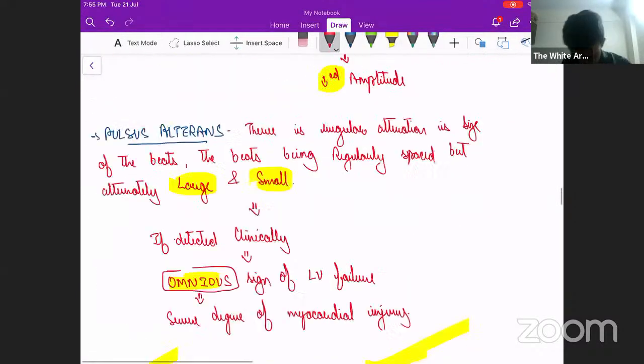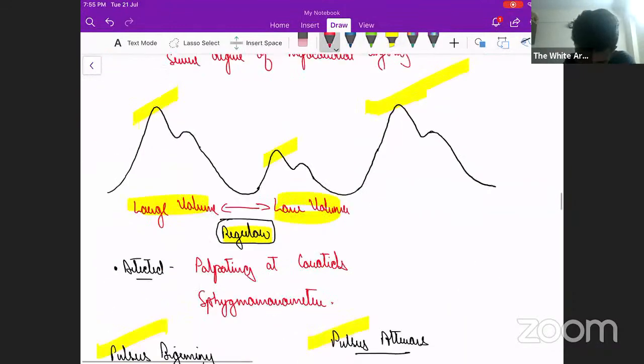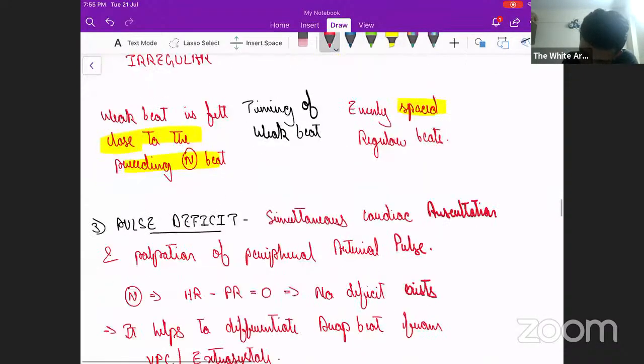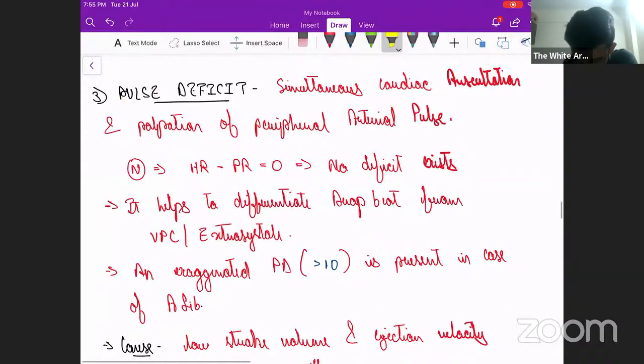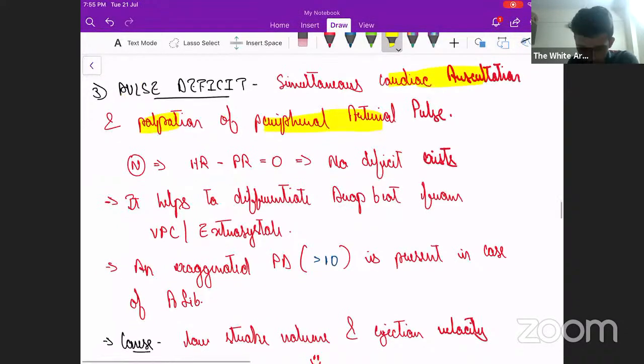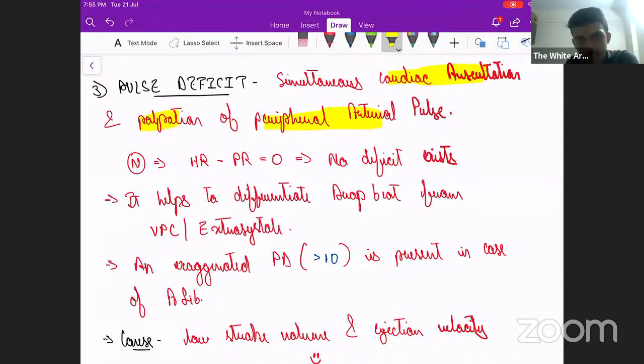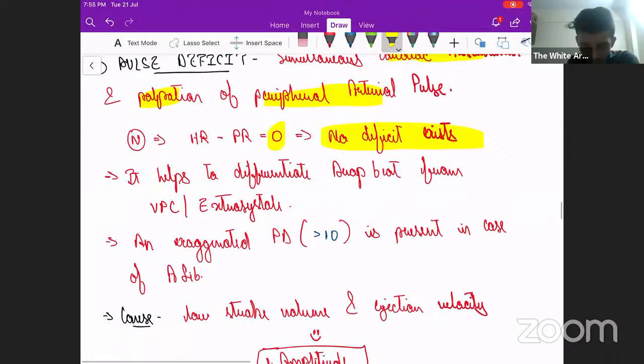So let's look into the pulse deficit. Over here, you do simultaneous cardiac auscultation and palpation of the peripheral arterial pulse. So you auscultate the heart, and you palpate the peripheral arterial pulse. Normally, you don't expect any deficit. So heart rate minus pulse rate will be 0. No deficit exists. So why is this used?